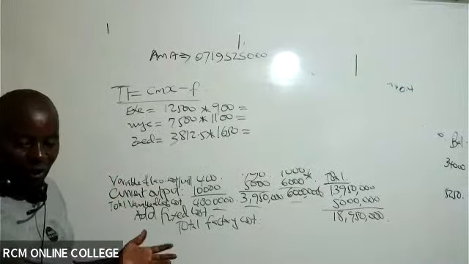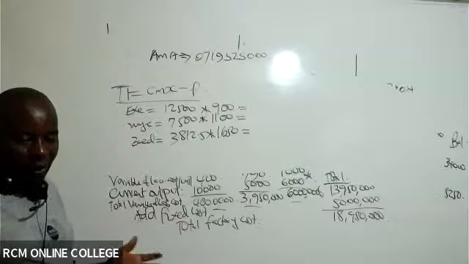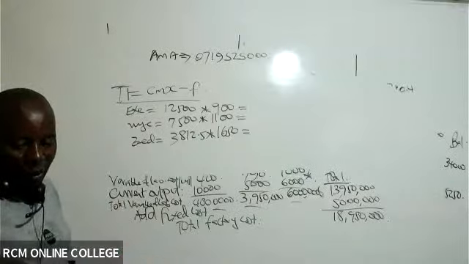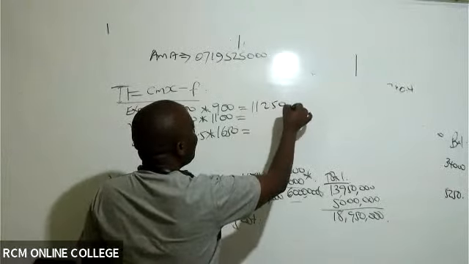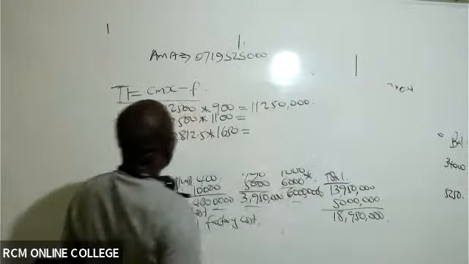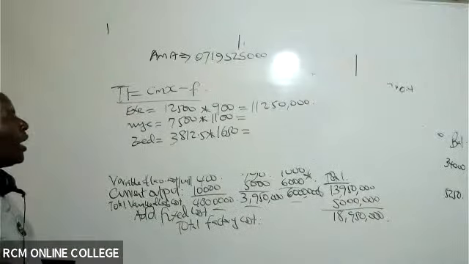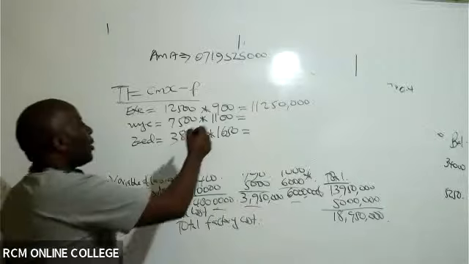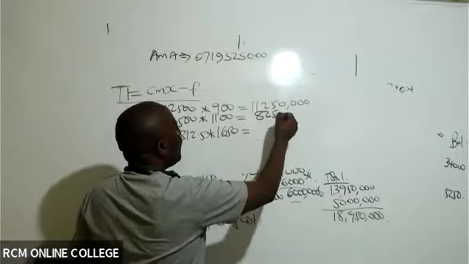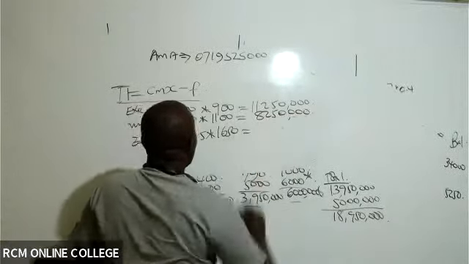Yeah, we're almost finishing. So 11,250,000. Thank you so much. How about Y? 8,250,000. Thank you so much.